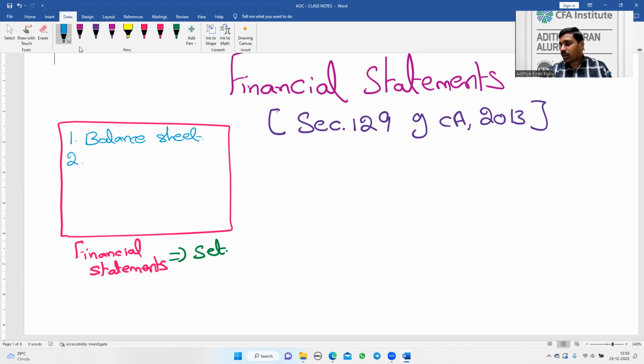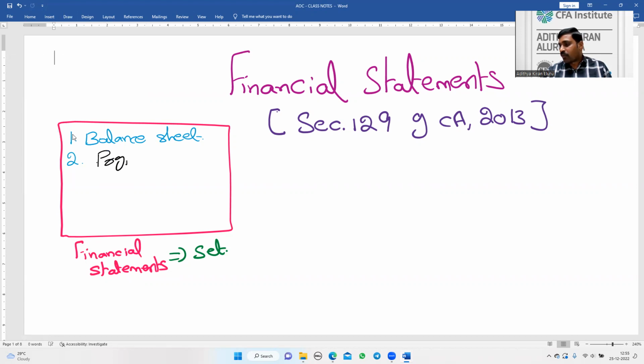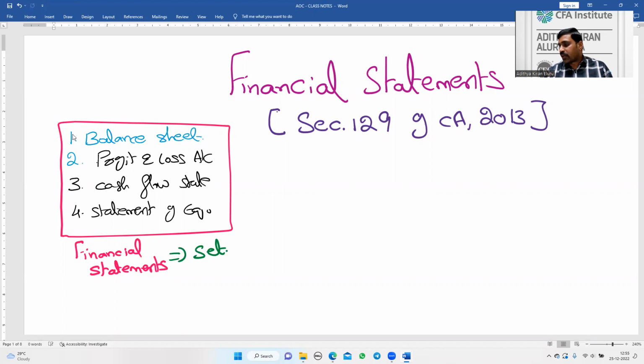The second thing contained in the financial statements is the profit and loss account. The third thing is the cash flow statement. And the fourth thing is the statement of changes in equity. So these are the four components of the financial statements.